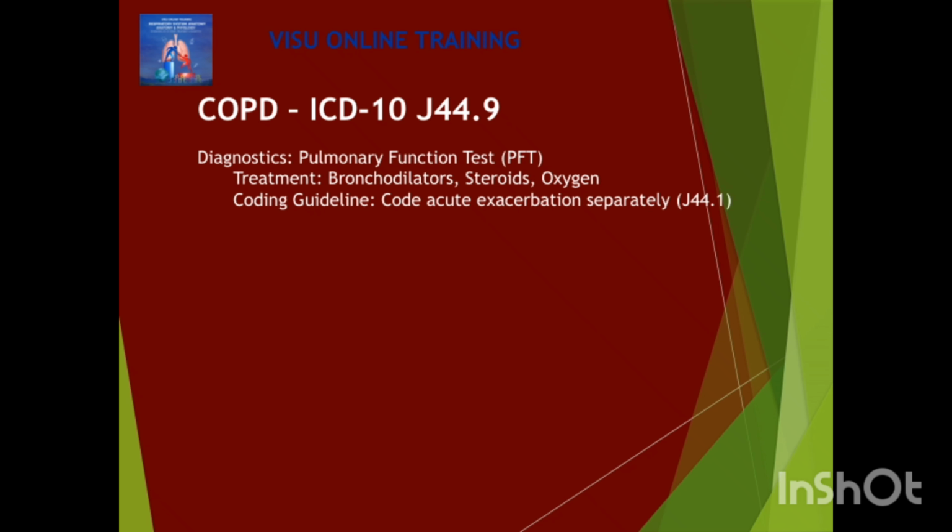When it comes to coding, it's important to remember that we should code an acute exacerbation separately, using the specific code J44.1. For COPD itself, the ICD-10 code is J44.9. Proper coding ensures accurate documentation and reimbursement. This slide highlights critical steps in diagnosing and managing COPD effectively, emphasizing the importance of proper testing, treatment, and coding. All of these elements are essential parts of comprehensive patient care.